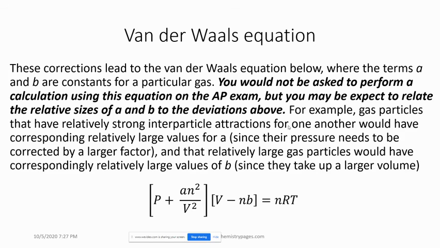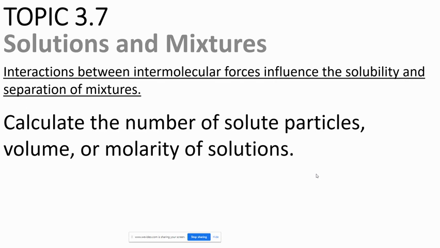So for example, gas particles that have relatively strong interparticle or intermolecular attraction for one another need their pressure corrected by a large enough factor. Relatively large gas particles would have correspondingly relatively large values of B here, since they take up a larger volume. All right, so that takes us to the end of our gas unit.